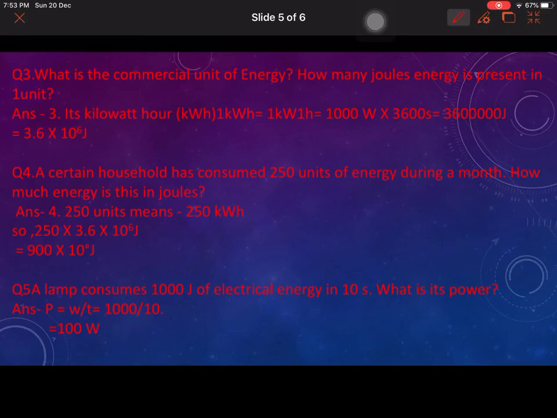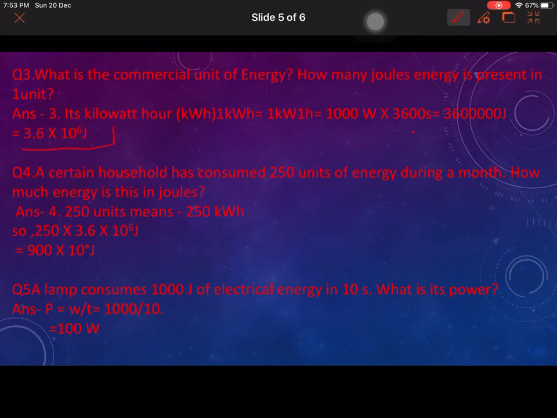What is the commercial unit of energy? How many joules of energy are present in 1 unit? Kilowatt hour is the commercial unit. 1 kilowatt hour is equal to 1000 watt into 3600 seconds. So it's 36 lakh, or you can say 3.6 into 10 raised to power 6 joules.